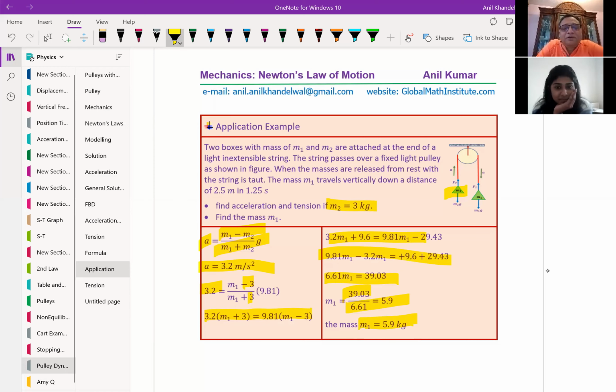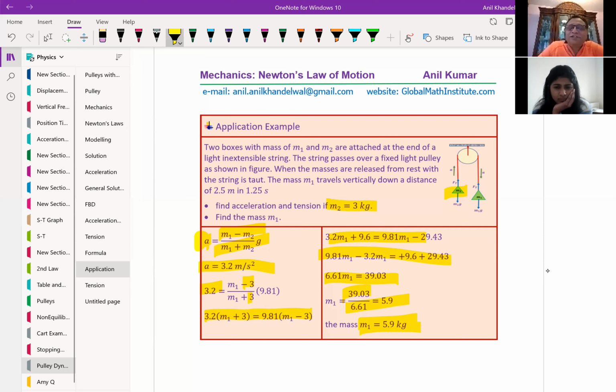So put in the values, there's only one unknown here, mass M1, right? Use your method of solving. This is a neat method: cross multiply, simplify, take common things and then divide, and you find the mass as 5.9 kg. You see that? So now we know the masses, right? We know acceleration also.